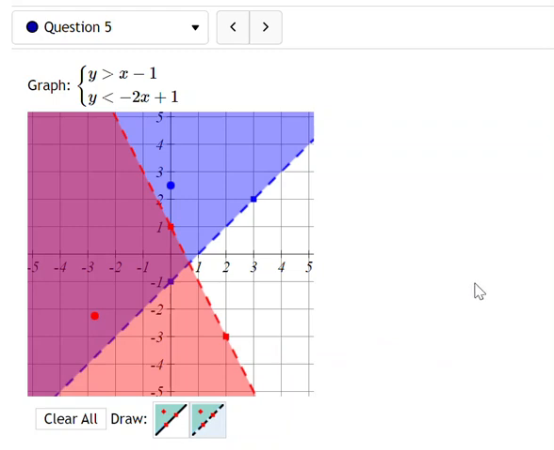And then I'm done. Notice I can click somewhere else. I can move my cursor around, and that shading stays fixed. And that's how you would go about graphing that system of inequalities. Hopefully that helps. If you have additional questions, please reach out again.